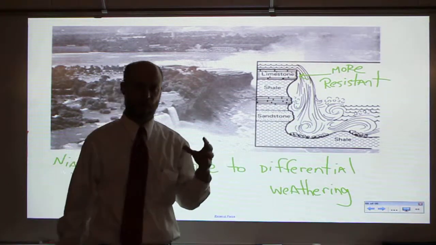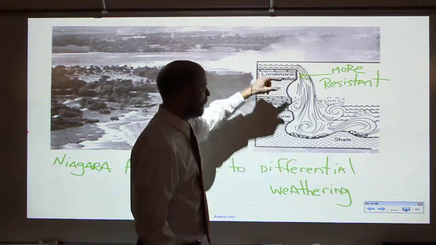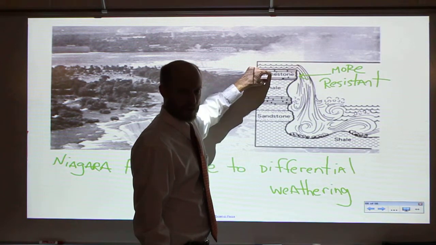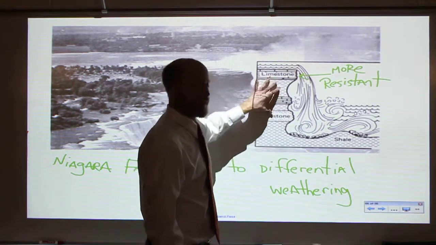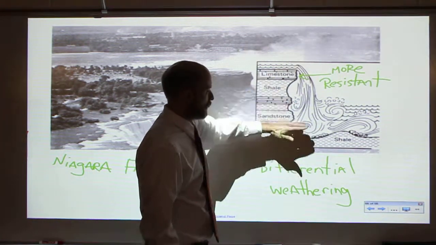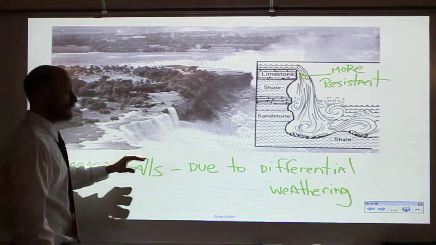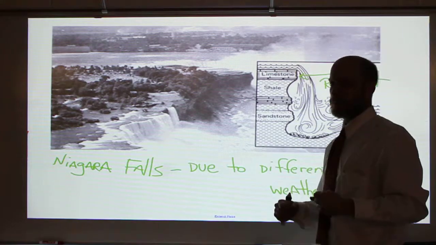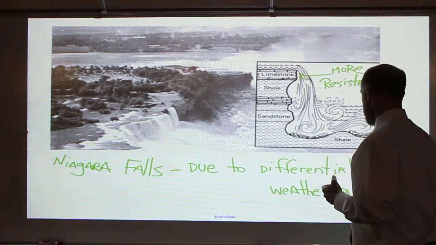When you have a waterfall, what needs to happen for a waterfall to be there is the top layer needs to be more resistant to weathering, so weathering slower or less than the layers below it. That has to happen for there to be a waterfall. If that's not the case, if they're all equally resistant, or they're more resistant down here, you don't get a waterfall. And so Niagara Falls are due to differential weathering. They weather at different rates based on type of rock, type of cement, something such as that.